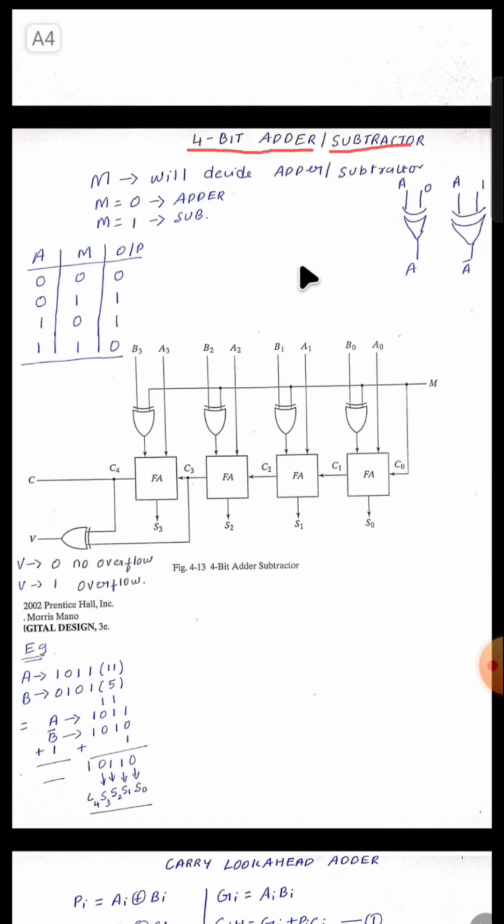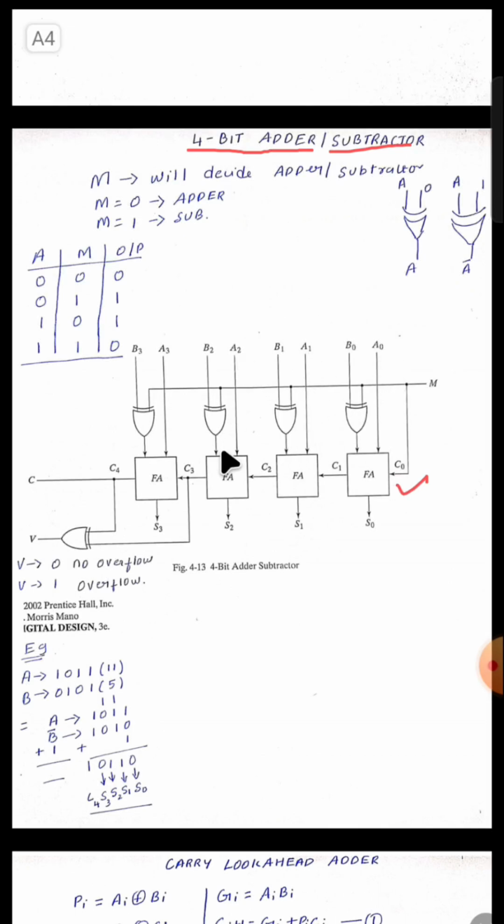When this M is of 0 value, it is going to act as adder. Similarly, if M is 1, it is going to act as subtractor, right? Now let's go for M is equal to 0. If M is equal to 0, as I told already, the initial carry will be 0.